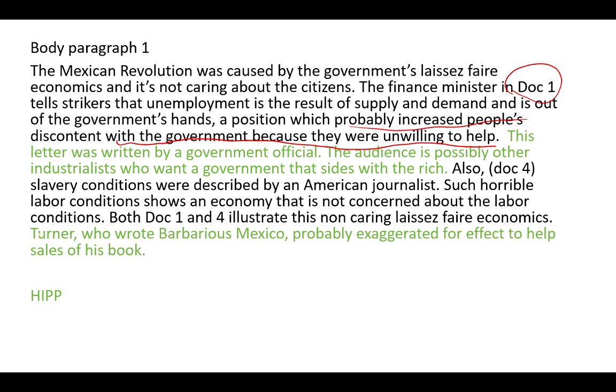Turner in document 4, who wrote Barbarous Mexico, probably exaggerated for effect to help the sales of his book. There, I'm trying to hip. Everything green is hip. All right, so I addressed 2 documents and I tried to explain why these documents support my thesis and how economics was the cause of the Mexican Revolution. That's what I tried to do. All right, then you go on to the next topic.